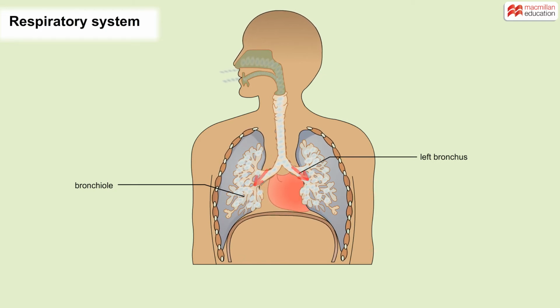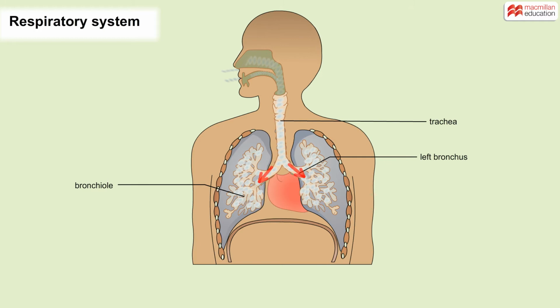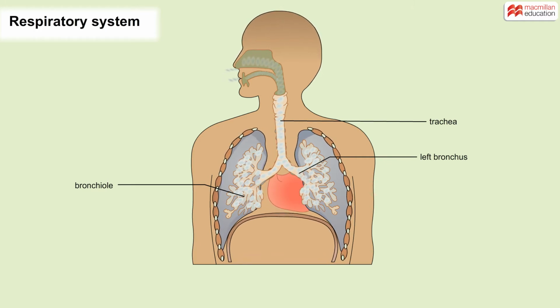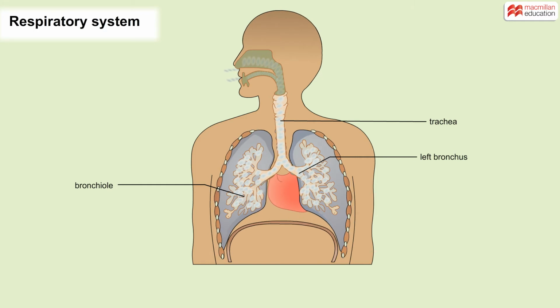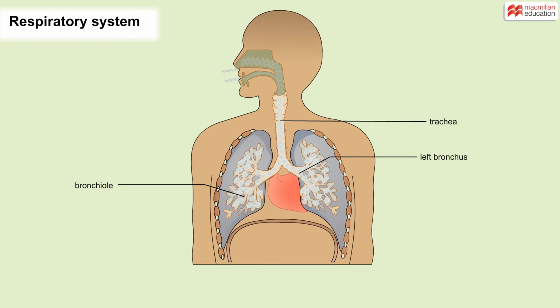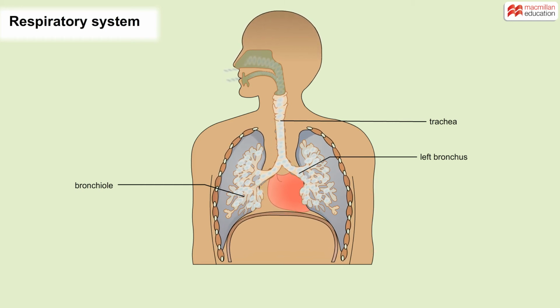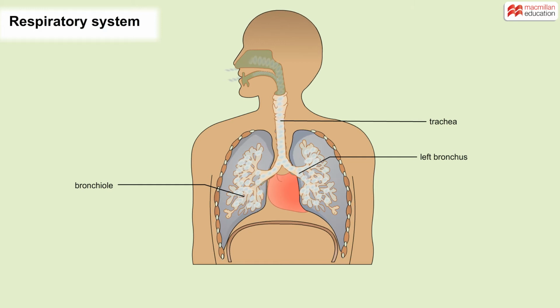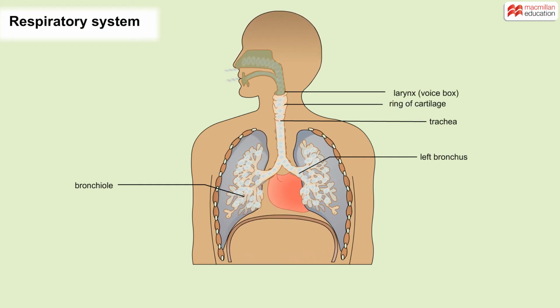Air passes down the trachea, the lining of which has cilia. These are small hair-like projections that trap foreign particles and microorganisms in the mucous membrane and waft them back out. The trachea is supported by incomplete loops of cartilage to prevent its collapse.